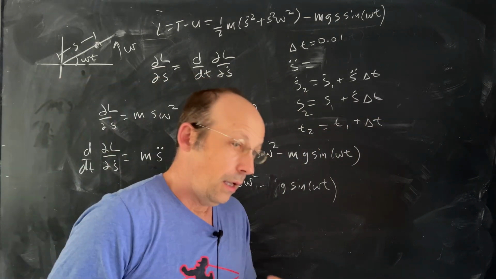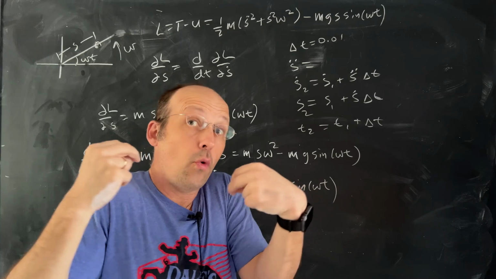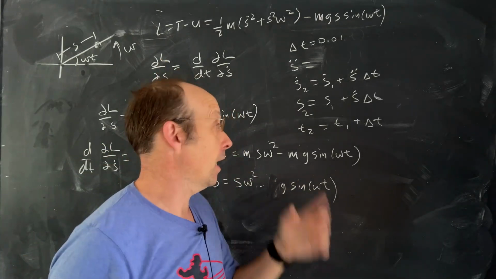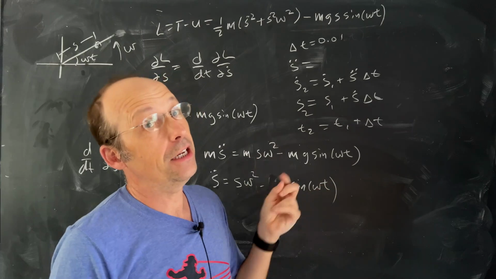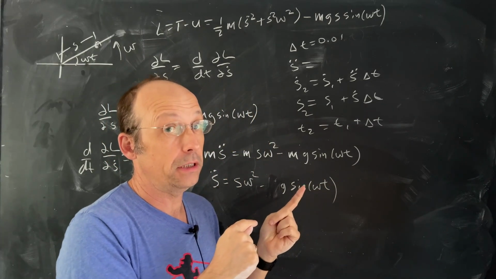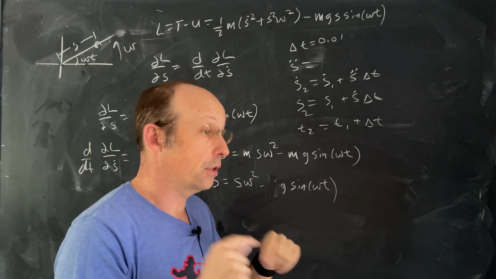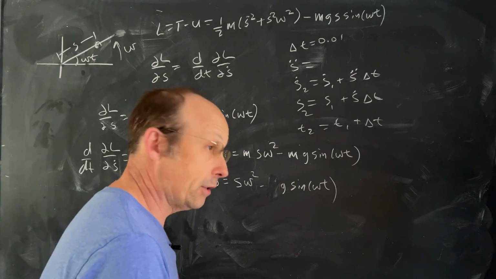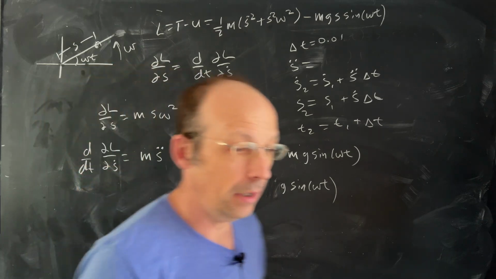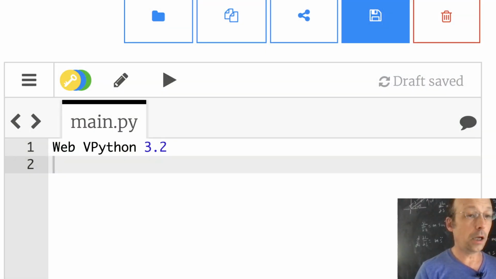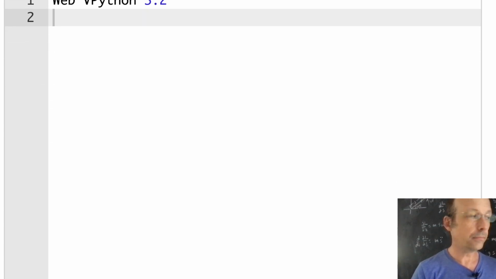Okay. Now, in order to make a visual representation of this, I'm going to have my stick, I'm going to have my mass, but I'm going to need to convert back to Cartesian coordinates because WebVPython uses Cartesian coordinates. Okay. Let's do it. I'm going to need some values too, and we can pick our values. So switching to the computer. I am going to give you the code. You don't have to worry about that.